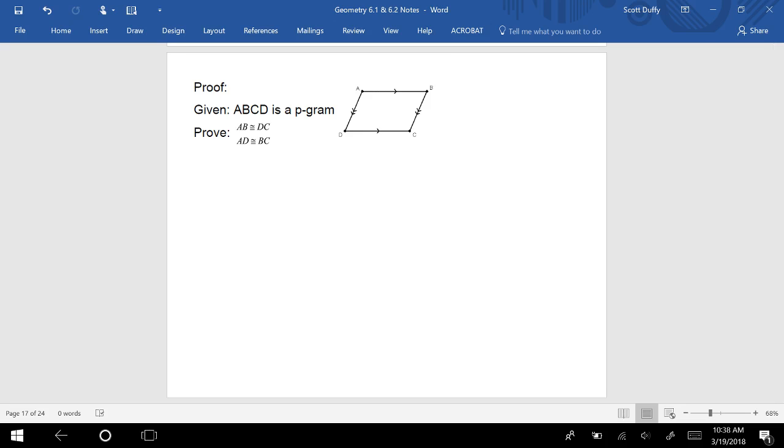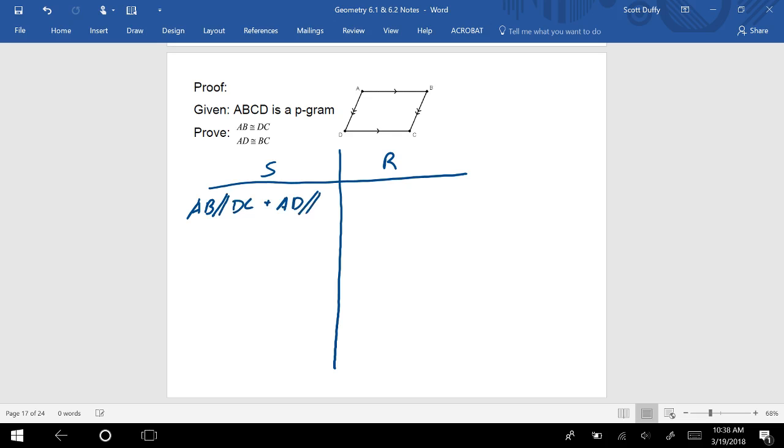So we're given that ABCD is a parallelogram. So let's start this proof, statement, reason. ABCD is a parallelogram. So I know that AB is parallel to DC and AD is parallel to BC, because that's the definition of a parallelogram. I'm going to just say P-gram for short.